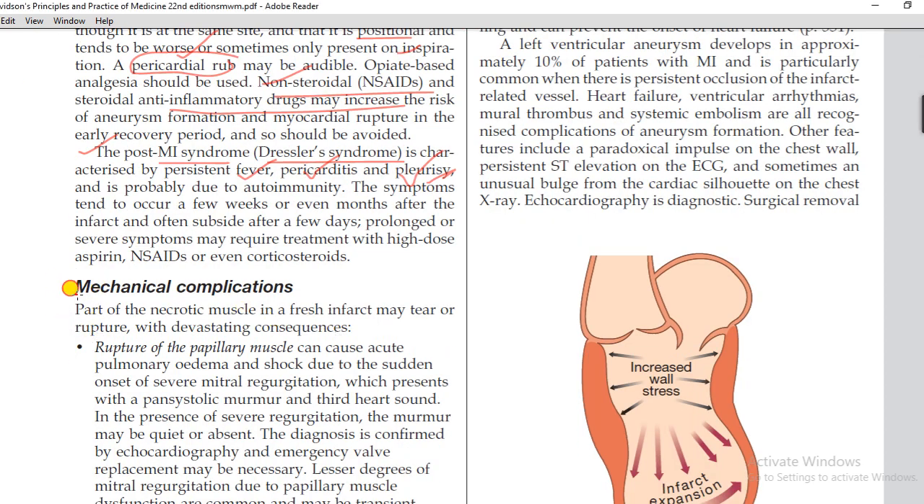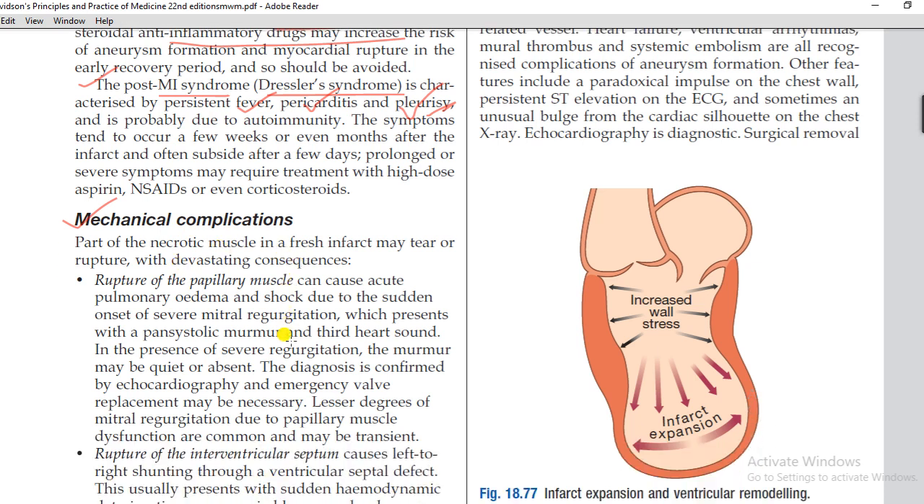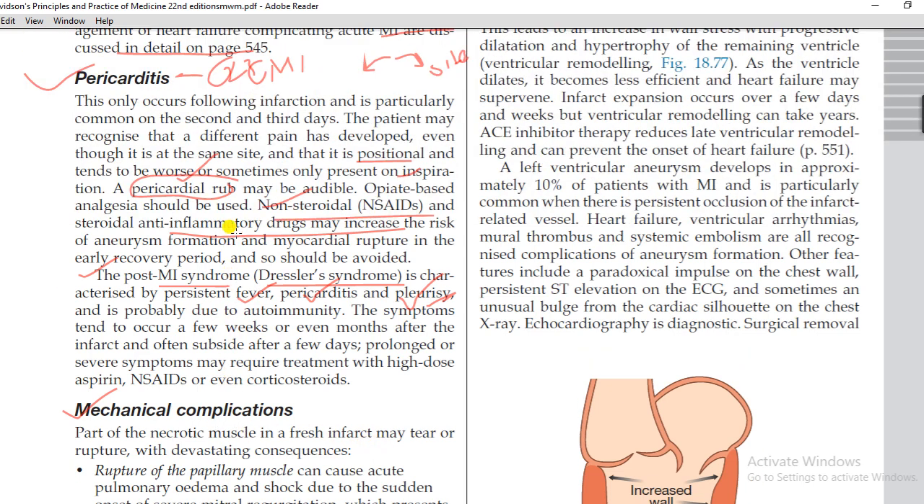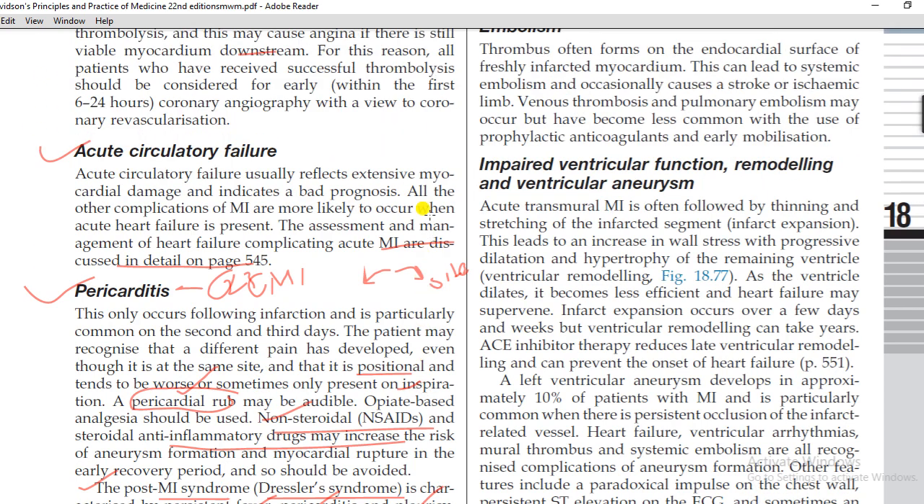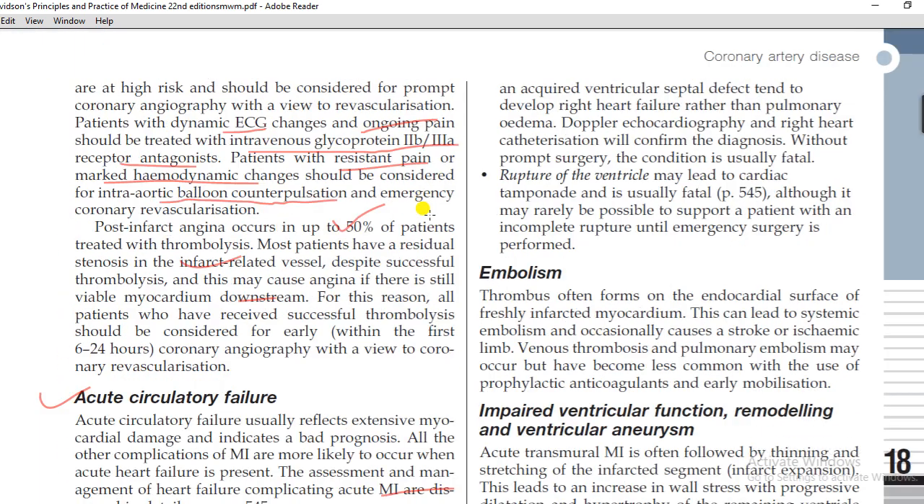So, mechanical complications. Part of the necrotic muscle in a fresh infarct may tear or rupture with devastating consequences. Rupture of the papillary muscle can cause acute pulmonary edema and shock due to sudden onset of mitral regurgitation, which presents with a pansystolic murmur and third heart sound in the presence of severe regurgitation. The murmur may be quiet or absent. These are the mechanical complications.